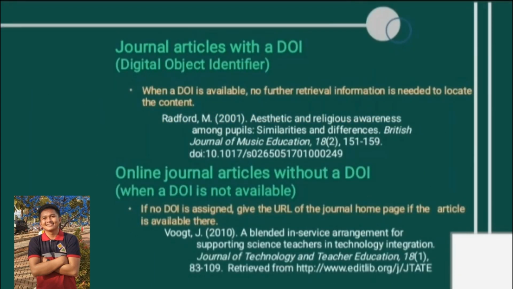And next is journal articles with a DOI. DOI is digital object identifier. It will help your reader easily locate a document from your citation, and it is a persistent unique locator created so that the object can always be found on the web. All DOIs have a standard format starting with the number 10 and containing a forward slash. So when a DOI is available, no further retrieval information is needed to locate the content.